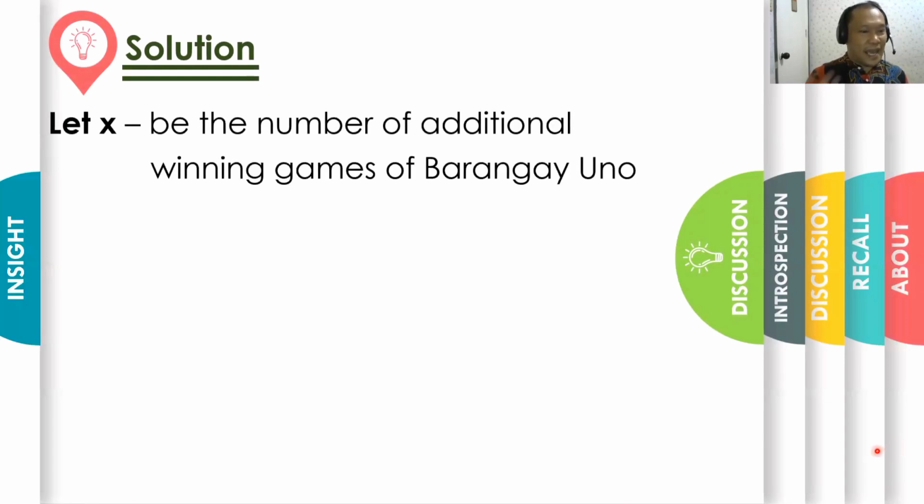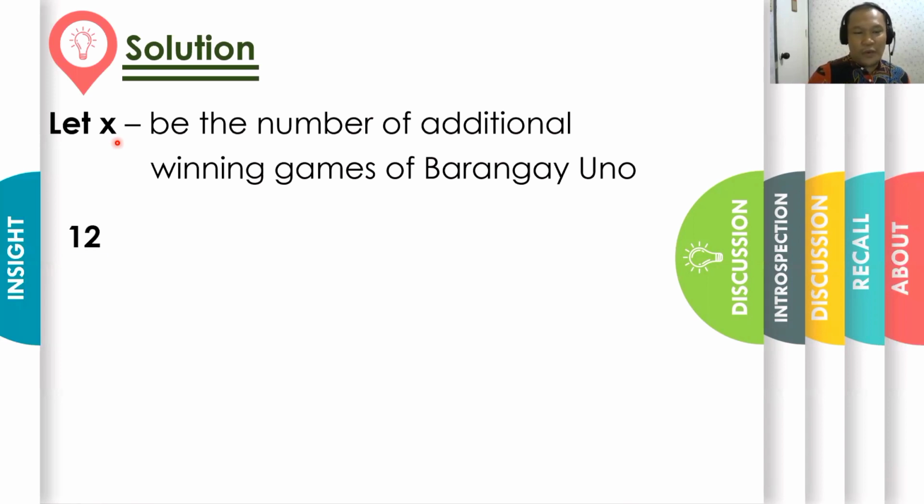Now, let x represent the given unknown, or the number of additional winning games of the team from Barangay Uno. Let x be the number of additional winning games of a team from Barangay Uno. Meaning to say, whatever the value of that x, that represents the additional winning games of a particular team from Barangay Uno.